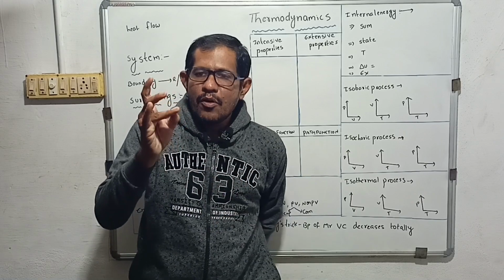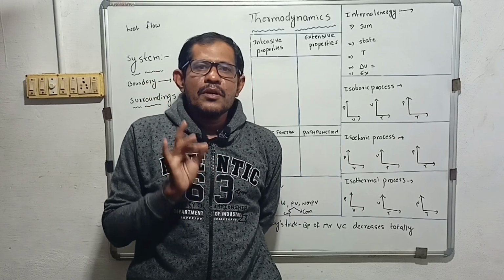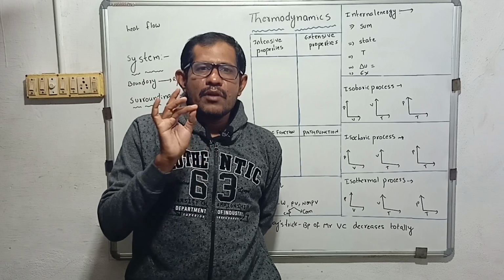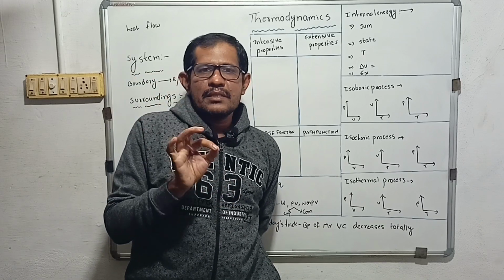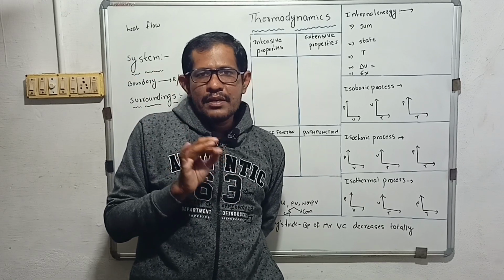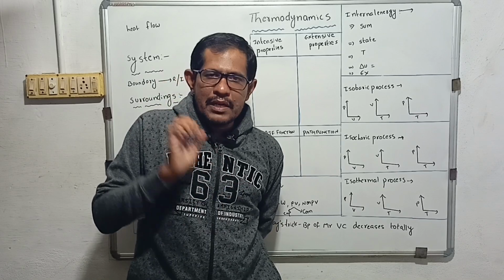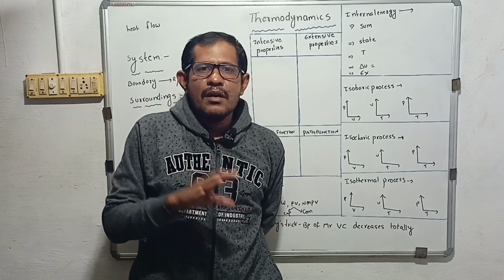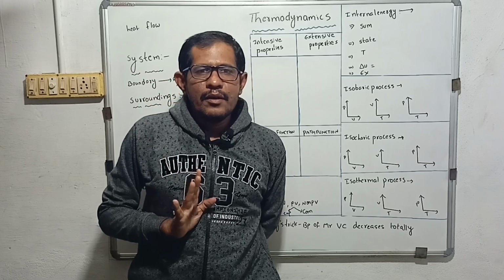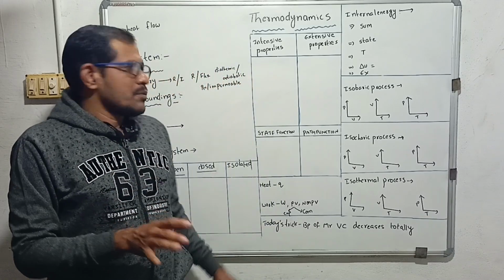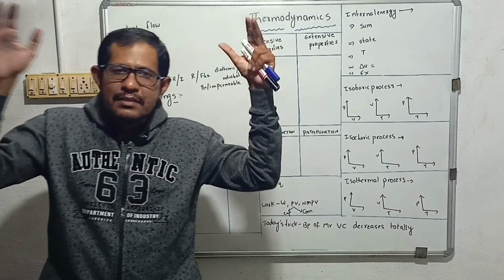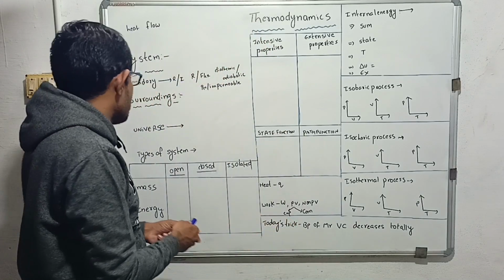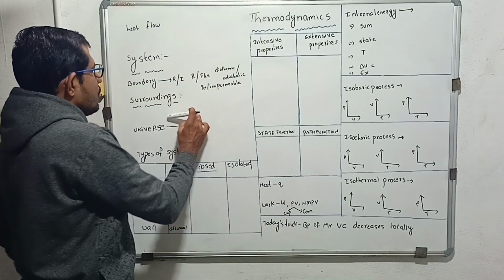So system, boundary, surroundings: these three terms you need to understand in thermodynamics, because the examiner will mention these terms in the questions. Universe means system plus surroundings.